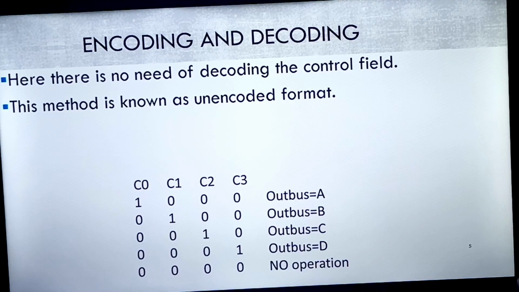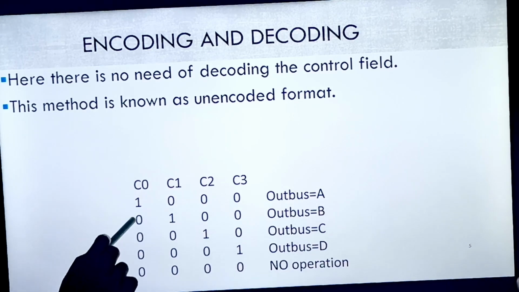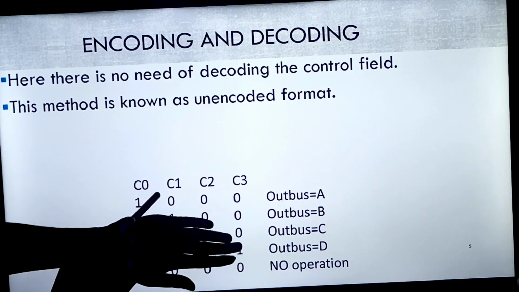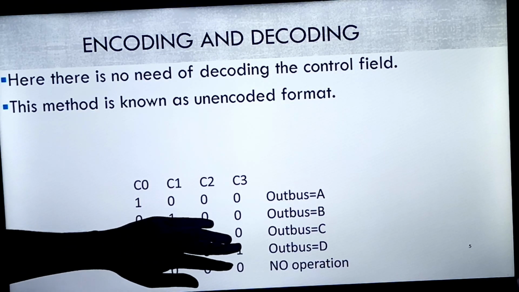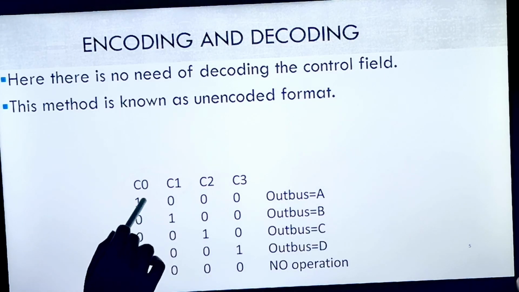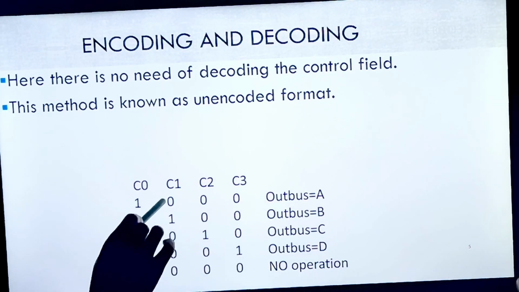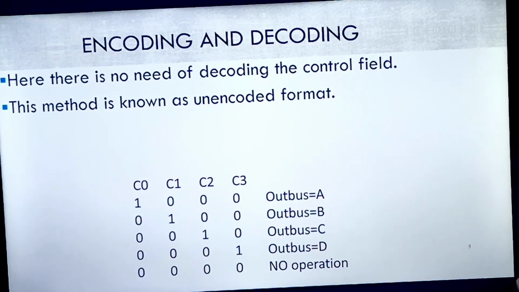You understood that? If we do so, can you see any advantage? Yes, the advantage is that at the same time I can activate more control signals. If I need C0 and C1 at the same time, I will make 1, 1, 0, 0, so these two will work. Say I need all, so I will make 1, 1, 1, 1, and everyone will be activated.